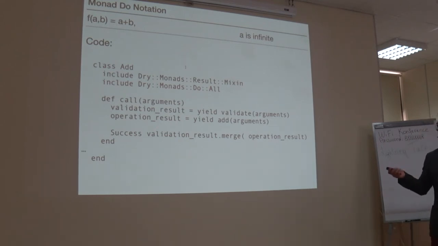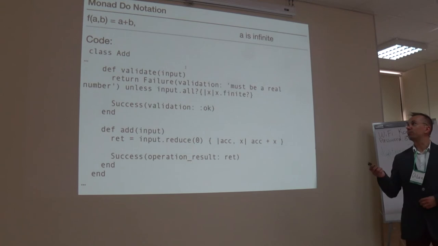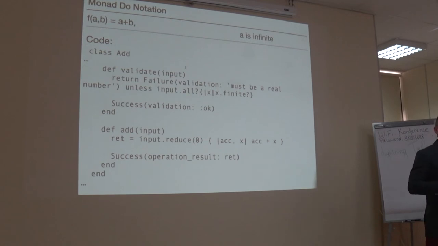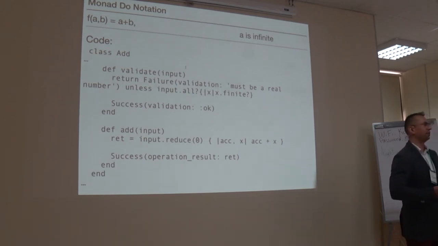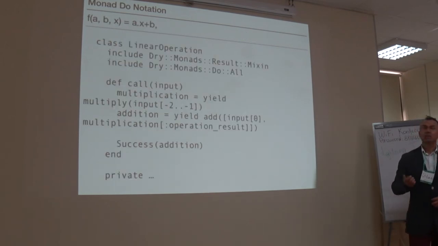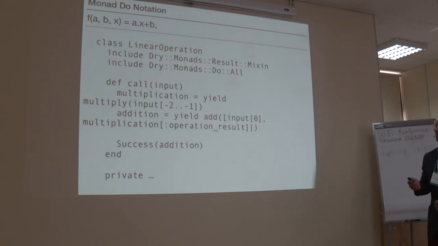And the same for the add. In the validate, unless all of our inputs are finite, then we return a failure monad. Otherwise, we return a success. And in the addition, we just sum the numbers together and return the summed number as a success. The same would be for the multiply operation, but I'm not going to present that here.